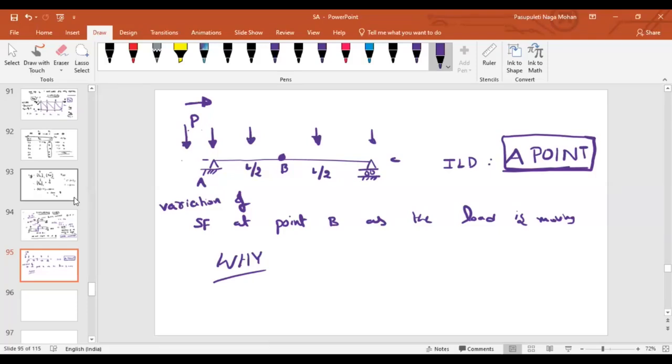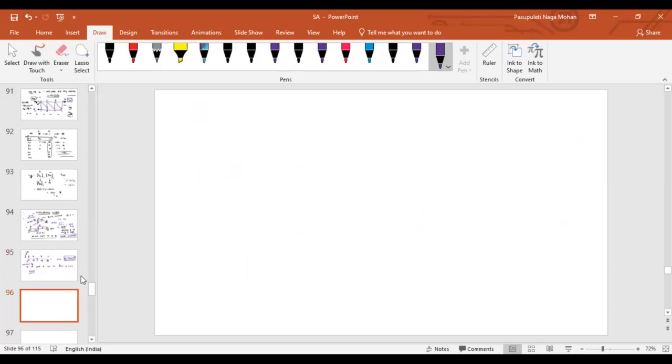Is the definition clear, the difference between ILDs and the conventional axial force diagram, BMDs and SFDs? Yes, sir. Clear? Now let us start with a quick example. Let us first solve it out for a simple beam. Let us say the point load P is moving from left to right. Imagine the point load is moving from left to right.